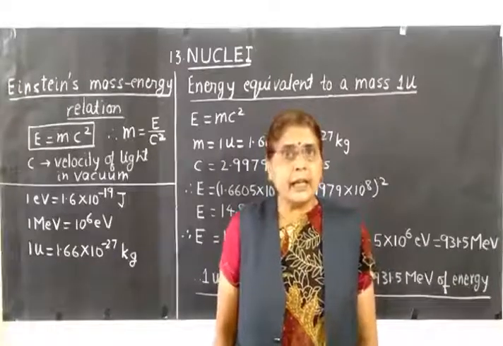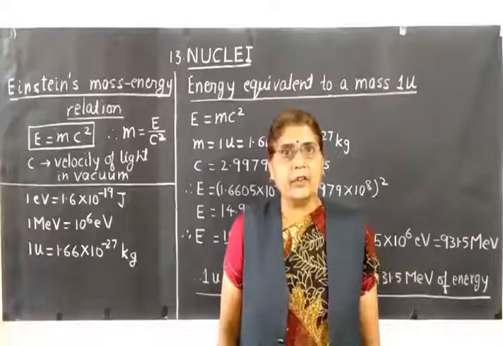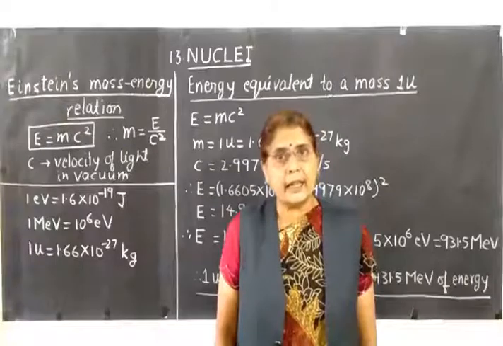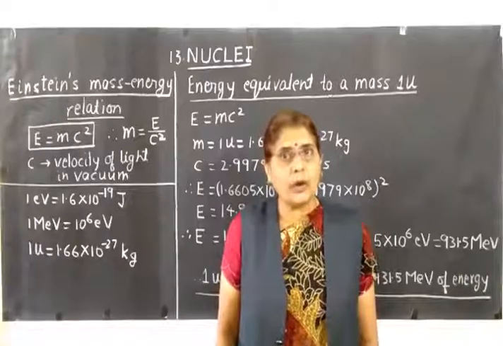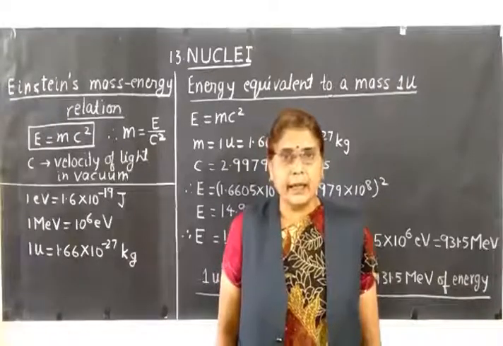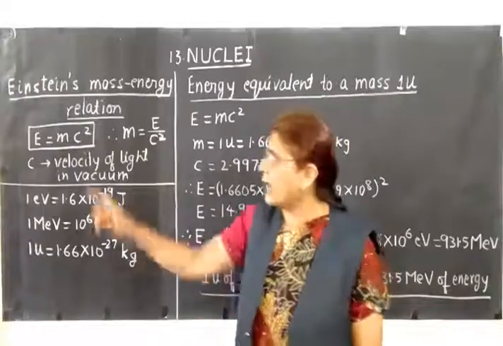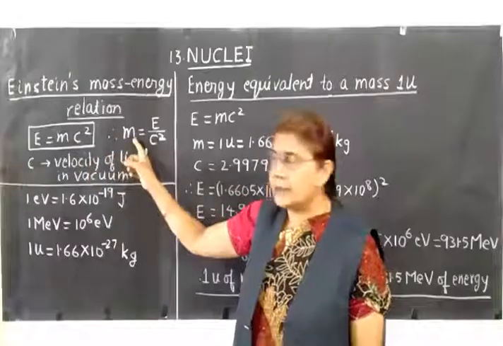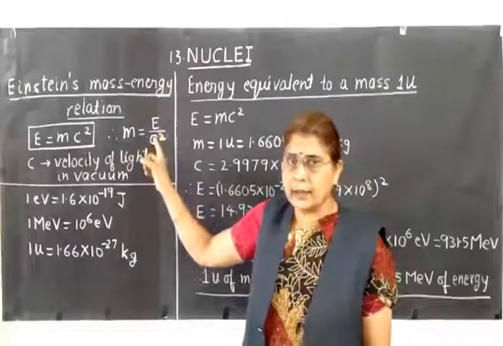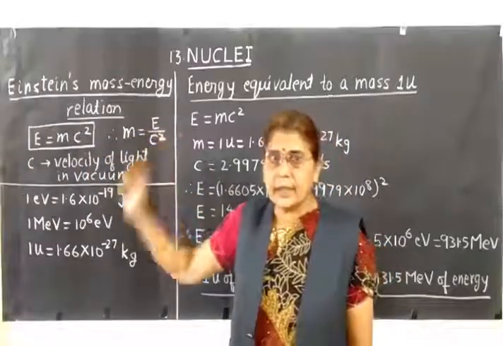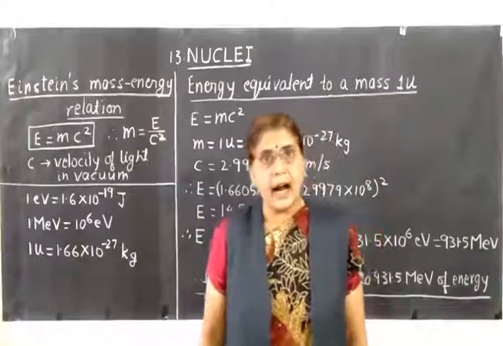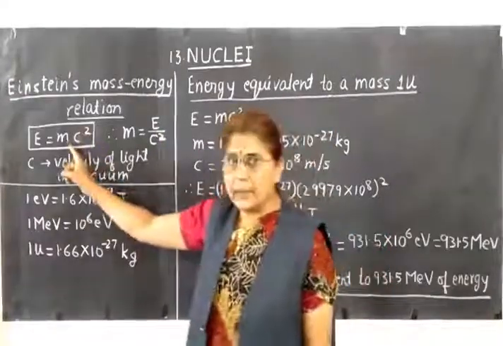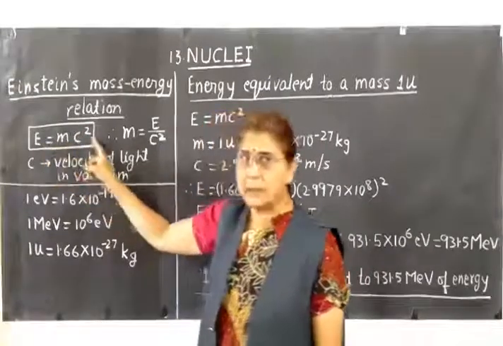In the year 1905, Einstein, from his special theory of relativity, showed that mass and energy are two forms of the same quantity. He gave the mass-energy relation as E equals mc square or m equals E upon c square. So what is the meaning of this relation? Mass and energy are equivalent. The energy equivalent to a mass m is given as E equals mc square.